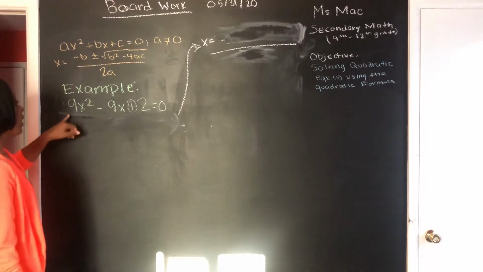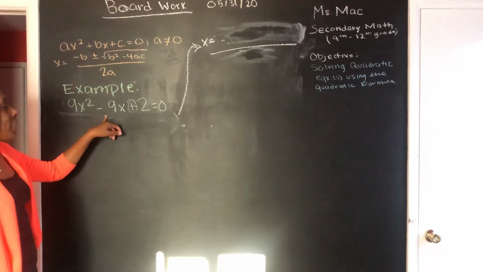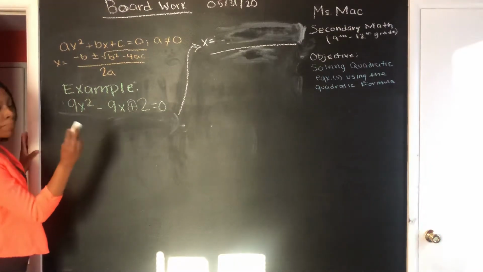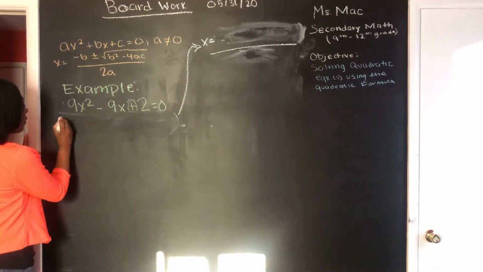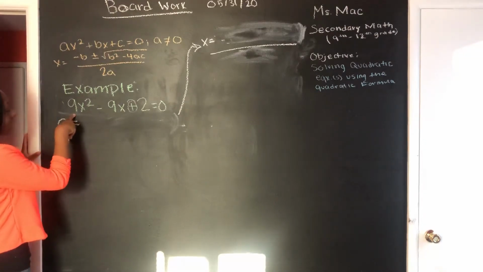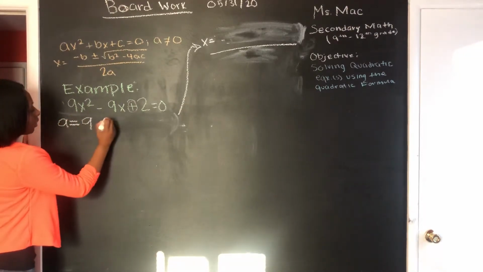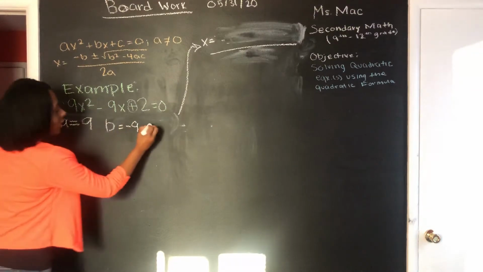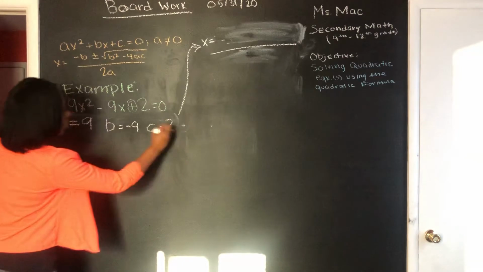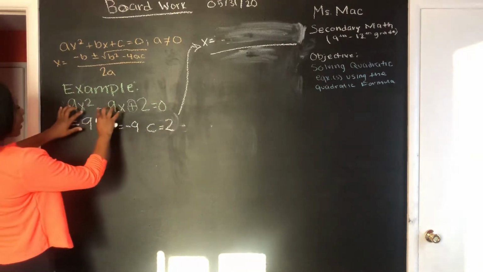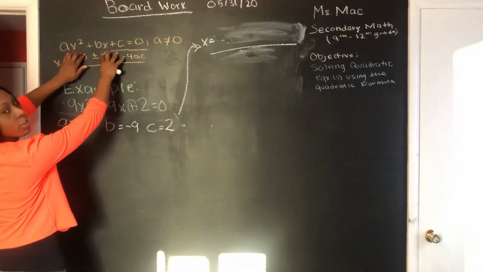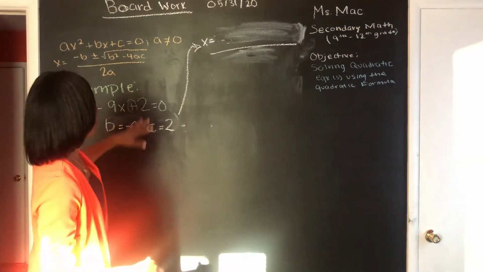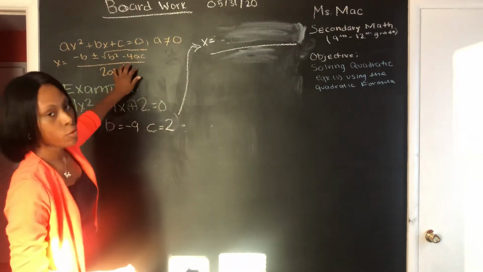Example 1. 9x squared minus 9x plus 2 equals 0. Let's figure out what a, b, and c are. So, in this equation, a will be equal to 9, b is equal to negative 9, and c is equal to 2. You can figure this out by comparing this equation with the standard equation for the quadratic formula. So, let's plug a, b, and c into this formula.